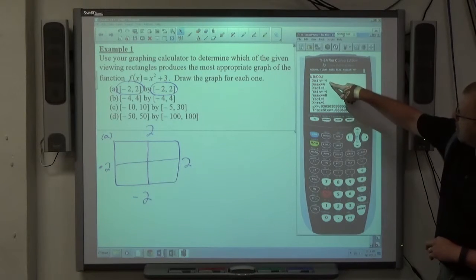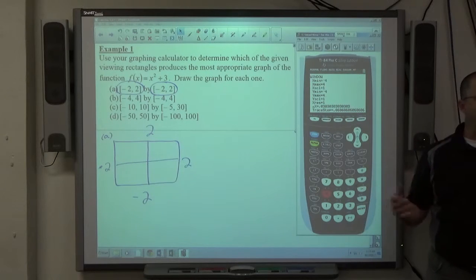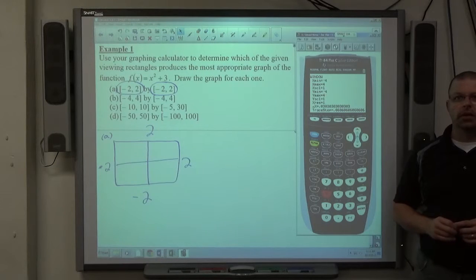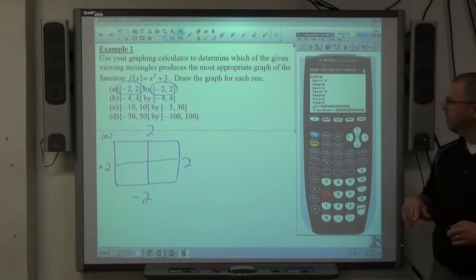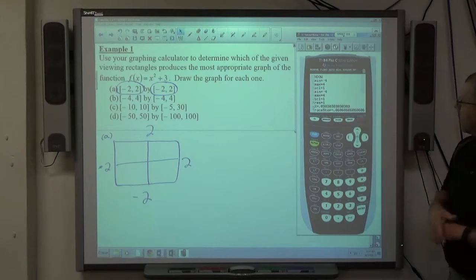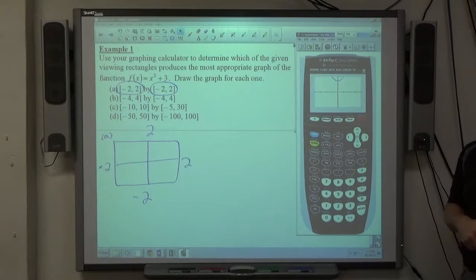Once I get my x min and max and y min and max good, these numbers still are rather small, so my scale of 1 seems reasonable. Okay, I'll get 4 dashes to the left and right, 4 dashes up and down. That's not ridiculous. I hit graph, and now we can see the very bottom of this parabola.